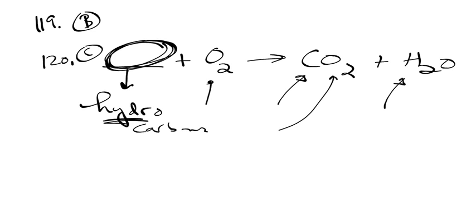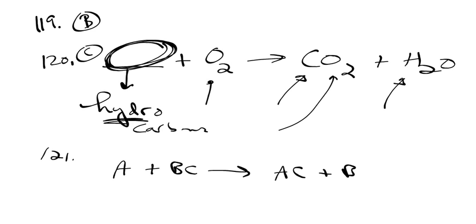The type of reaction that takes place when one element reacts with a compound. So I have an element, a single element plus a compound, and you're going to get from it a new compound and an element by itself. What do we call that? Single displacement. Or replacement, one and the same. Depends on the book.